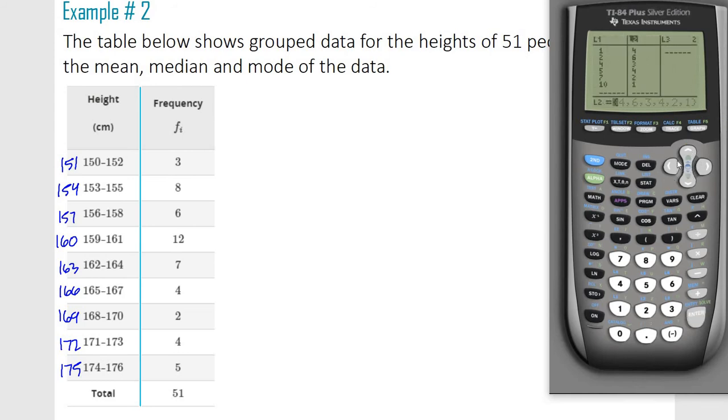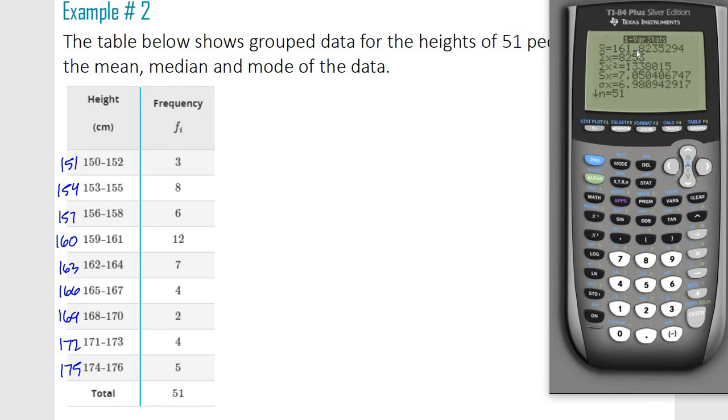I know, it takes a second. Clear everything out. Okay, so 151. Then type in the frequencies: 6, 12, 7, 4, 2, 4, 5. Make sure that the tables line up. That's very important. And then we can go ahead and run our one variable stats: list 1, list 2, calculate.